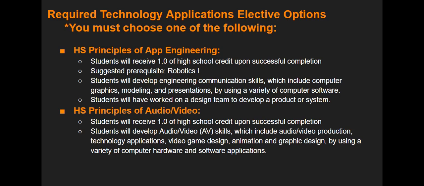The other option for you is High School Principles of Audio and Video. You will also receive a high school credit for this class, and you will develop audio and video skills, and you will produce audio and video technology applications, video game designs, animations, graphic design using computer hardware and software applications. So again, you are required to choose one of these as your Tech Apps requirement. And if you are interested in both, you may choose the other as your elective option.